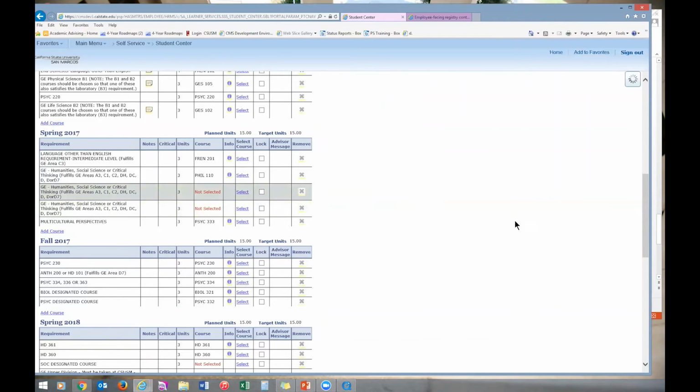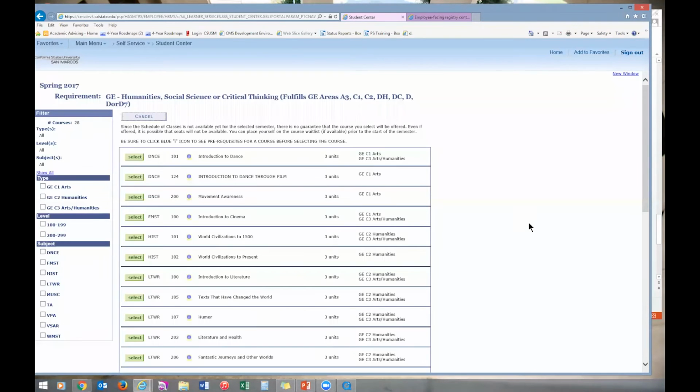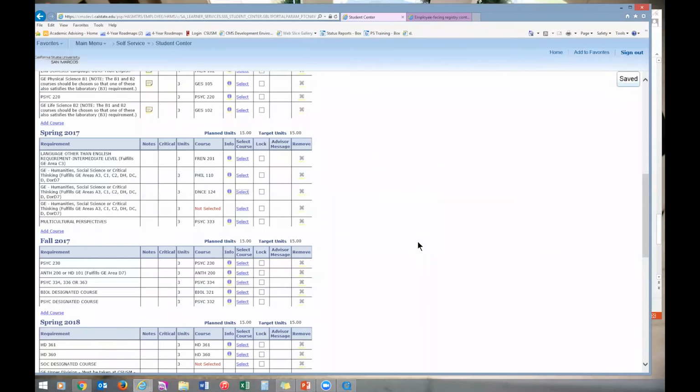Then when she clicks the next GE line that she has to take, that is a red box on her ARR, notice that the A3 disappears. So using your degree planner will keep you from taking a class that you don't need, that's not going to fulfill a requirement. So let's say she says, you know what, I remember I've got to do a fine arts or a C1, and she says, I like dancing, I'm going to go ahead and take Dance 124.